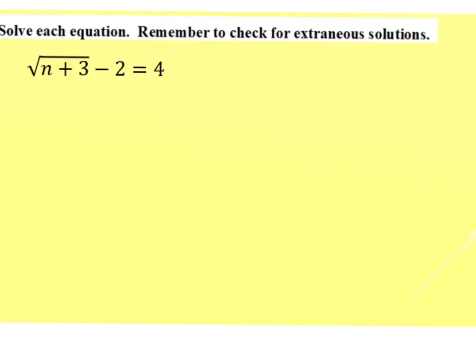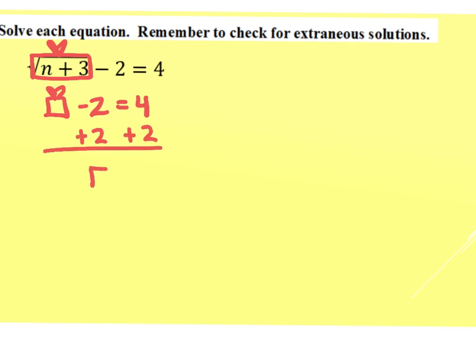Now, in order to focus on getting the radical by itself, we're going to use the same method like we did with absolute value. We're going to take the radical and wrap it up like a present. So we'll have the present minus 2 equals 4. Now, to solve for the present, you'd have to add 2 to both sides. So we'll get that the present equals 6. Now, that really means that the square root of n plus 3 equals 6.